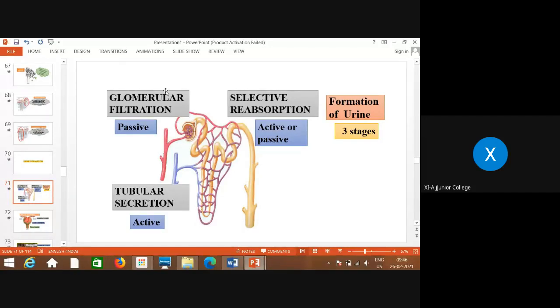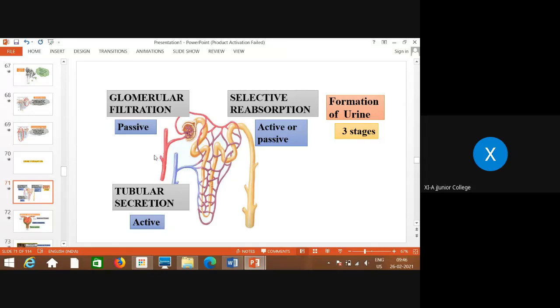Now the first step is glomerular filtration, which is considered to be a passive type of process. Try to understand what is meant by passive and active. Passive means where energy is not required for the process. Automatically, easily, in the normal way, it takes place without utilization of ATP or energy, and that process is called passive. And active means where energy, generally in the form of ATP, is utilized, and that is considered to be an active type of process.